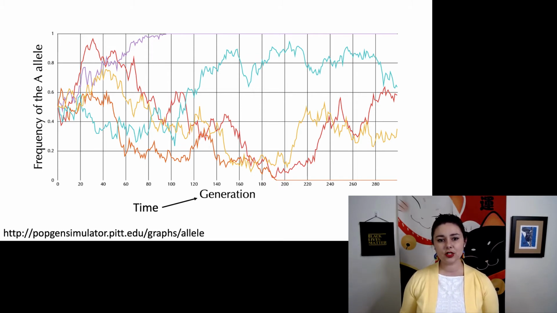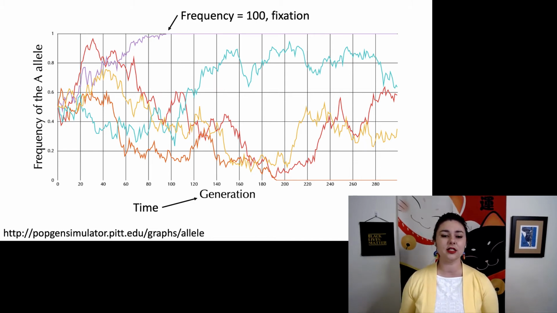And you might notice we have our purple line up at the top. It goes to a frequency of 1 or 100, depending on how you're talking about it. And that is fixation. That allele is fixed, and it is the only allele present in this population.